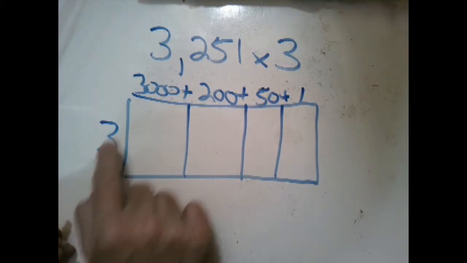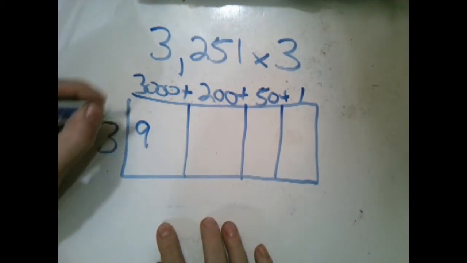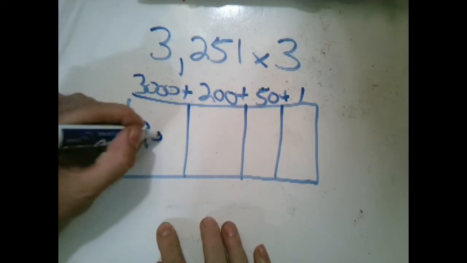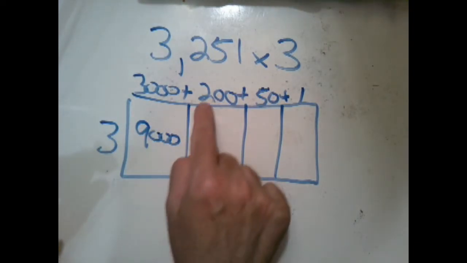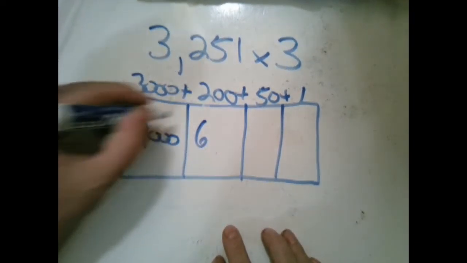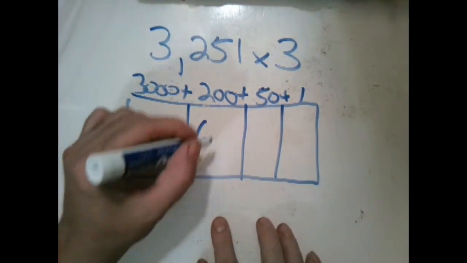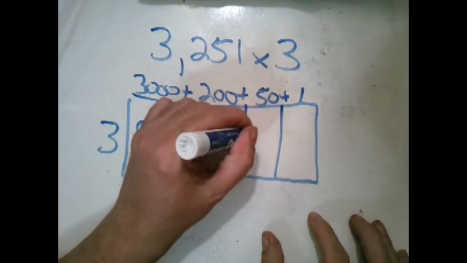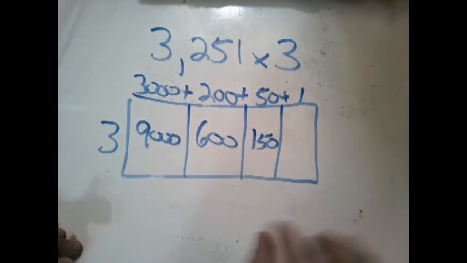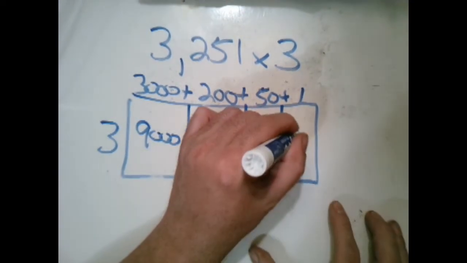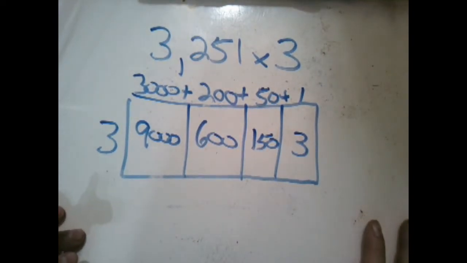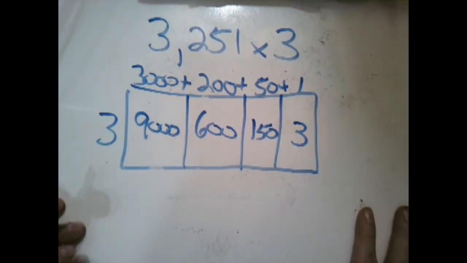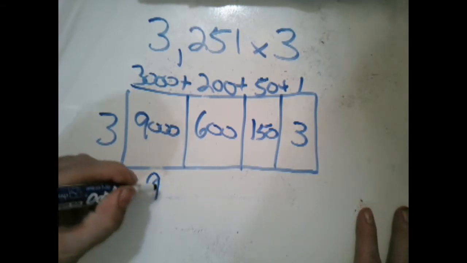Same thing I did before. 3 times 3 is 9. I share 3 zeros. 3 times 2 is 6. I share 2 zeros between those two numbers. 3 times 5 is 15, and 1 zero. 3 times 1 is 3. So then I'm going to push this up a little bit. I have 9,000.